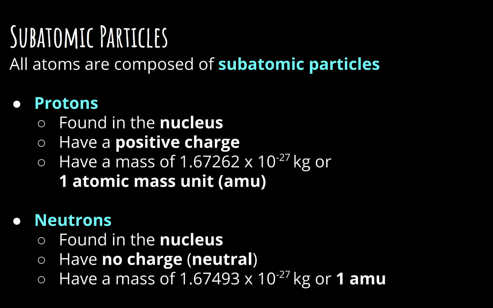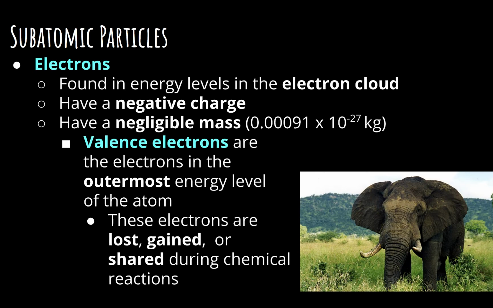Neutrons are also found in the nucleus. They have no charge, or we would say they're neutral, and they also have a mass of 1 AMU. The electrons are found in energy levels in the electron cloud. The electrons have a negative charge, and they have a very, very small mass.